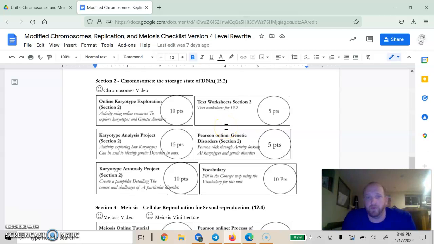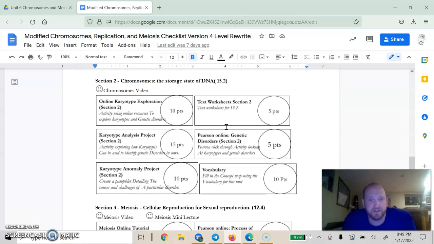The second section of this is chromosomes. So your DNA is actually stored in these really long strands. That's just like one long DNA strand that coalesces into these structures called chromosomes when your DNA is being split during meiosis or mitosis. And so that's why we talk about chromosomes, because it's a structure of DNA. There is a video here for chromosomes. There is an online exploration of karyotypes, which is pretty cool. There are textbook worksheets for this section, so 15.2.